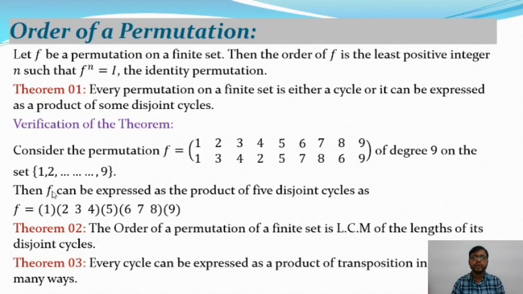So F can be expressed as a product of 5 disjoint cycles, and they are: 1, this is the identity; (2 3 4) is a cycle of length 3; 5 is the identity; (6 7 8) is a cycle of length 3; and 9 is the identity. So there are 5 disjoint cycles.